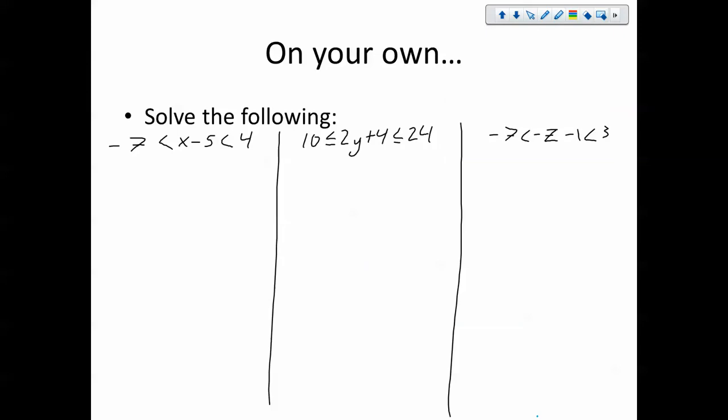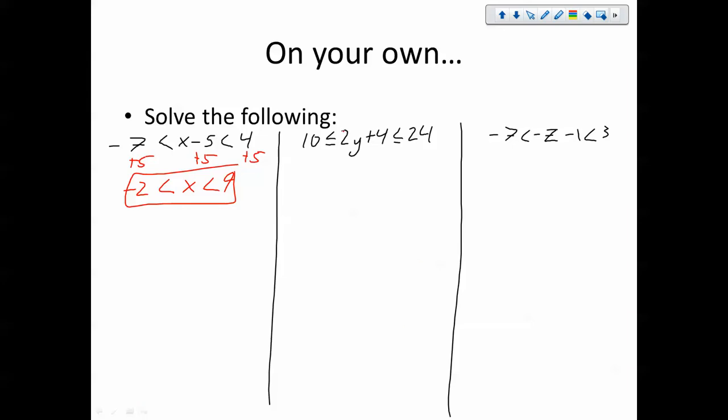Okay, so you should have done those 3 problems on your own, and let's go ahead and do them together here. We'll do them rather quickly. We are x minus 5 here, so I'm going to add 5 to all 3 sides of this equation. That's going to leave me with negative 2 is less than x is less than 9. And there's no other actions that need to be done.